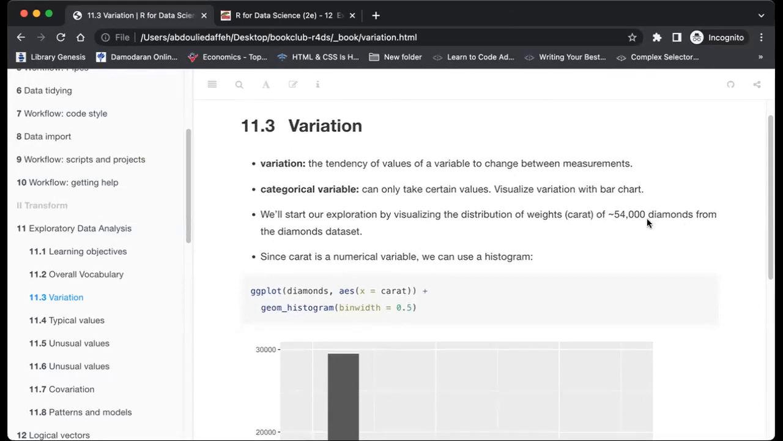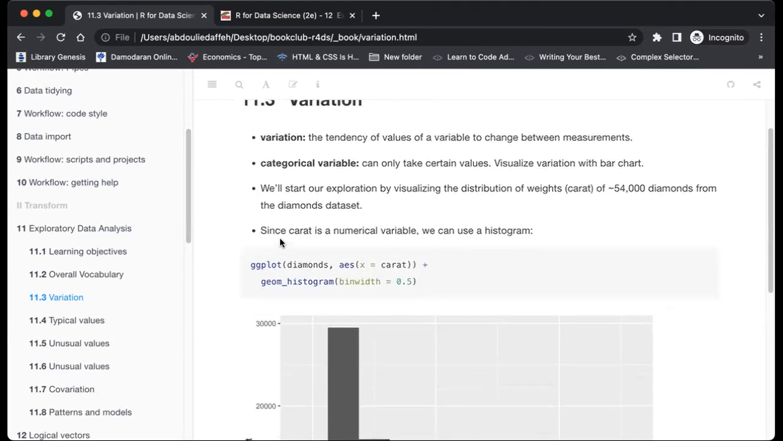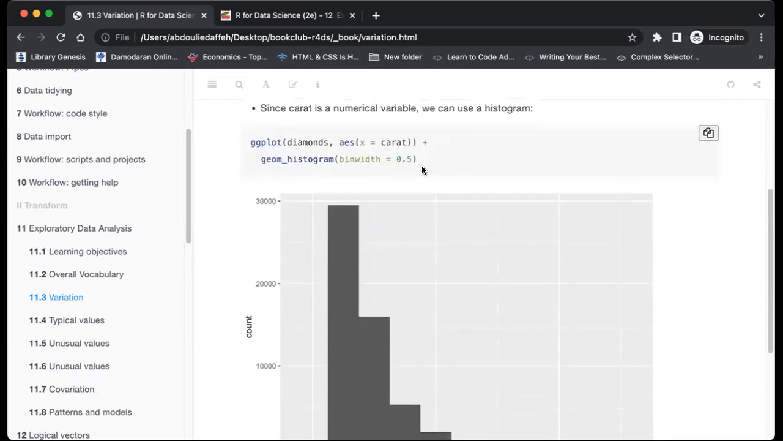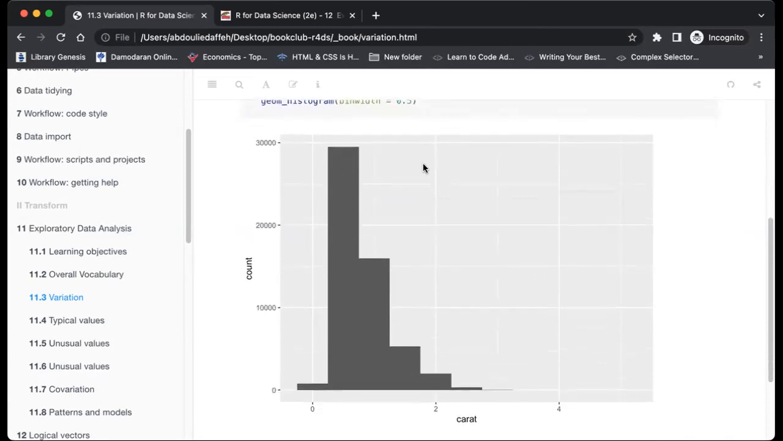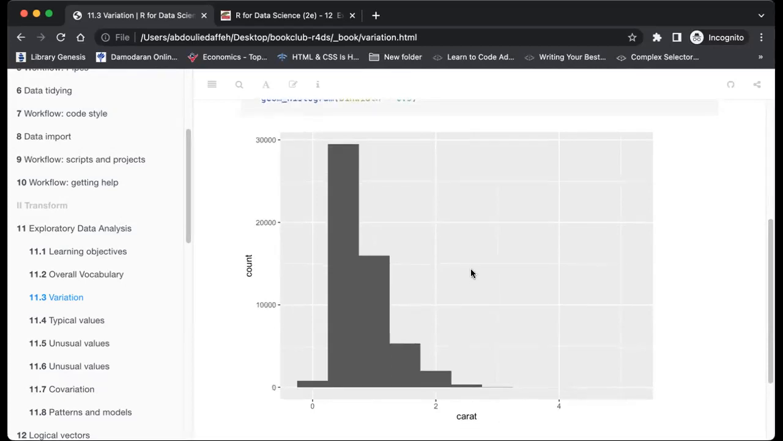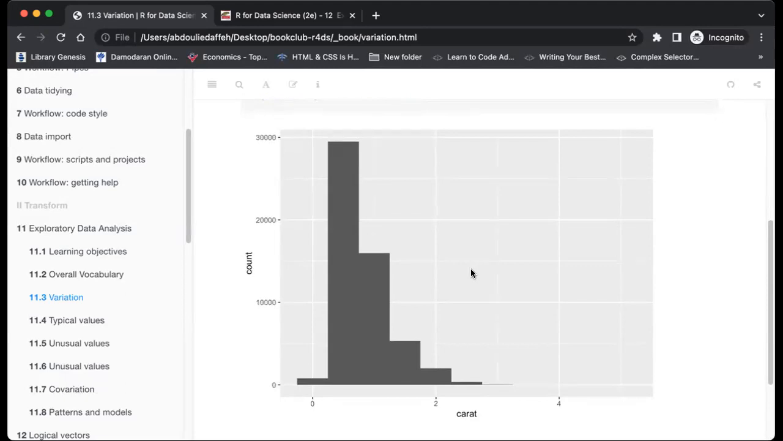So we are looking at the diamond data set, with the carat of 54 diamonds from the diamond data set. Since this particular carat data is a numerical variable, we can use a histogram to visualize it. And this is how the visualization looks when you use geom_histogram. But it doesn't seem to be very informative like this, because if you look at the x-axis, we could see that it went up to 4, and one would start wondering why all this? And since we can't tell much from this, it seems like.